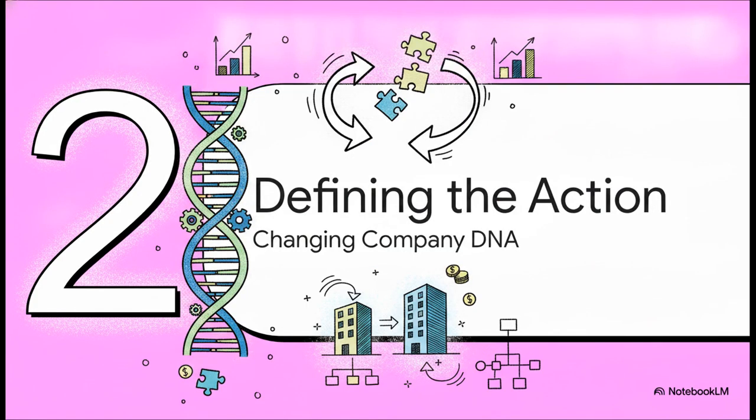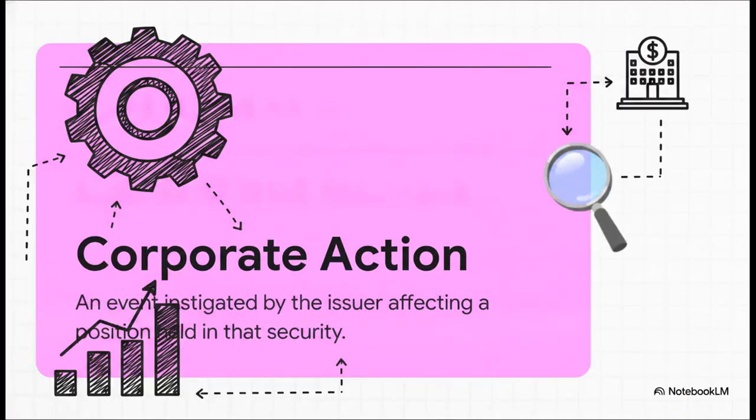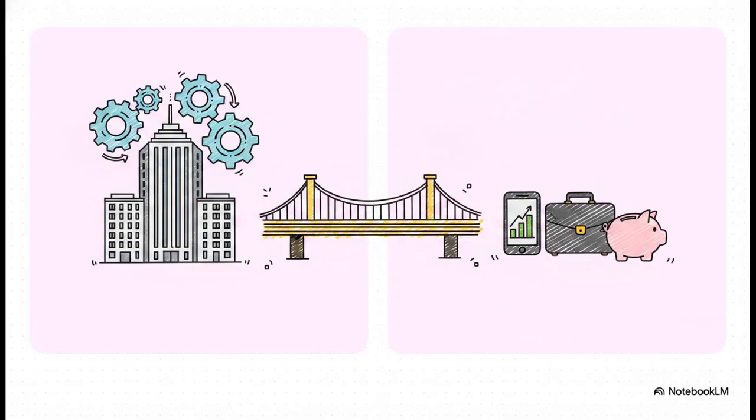Moving on to Section 2, defining a corporate action. So, what is actually happening behind the scenes when a company decides to alter its own DNA? Well, technically speaking, a corporate action is an event, usually instigated by an issuer, that affects a position held in a security. I know, that sounds like a bunch of heavy financial jargon, right? Let's break that down. This dynamic right here brilliantly illustrates the 2 sides of this massive transaction.